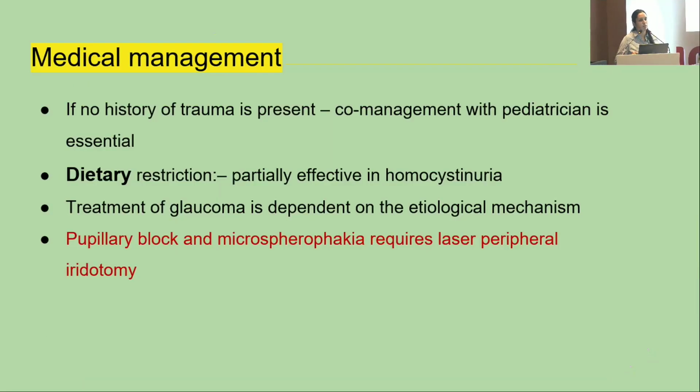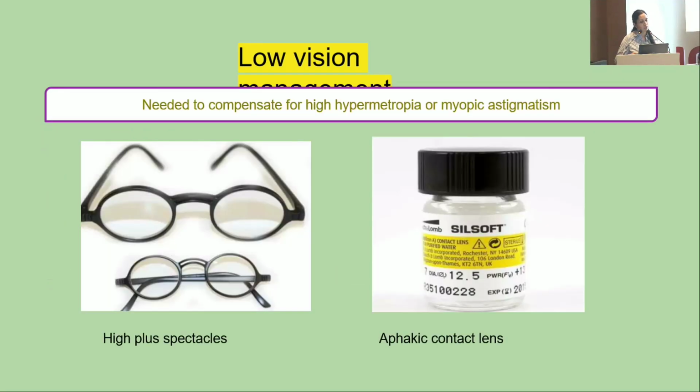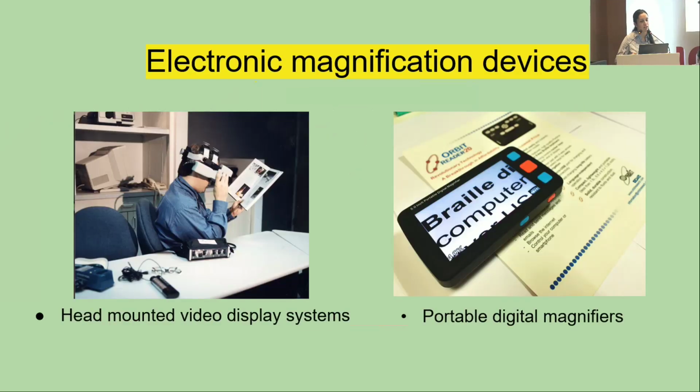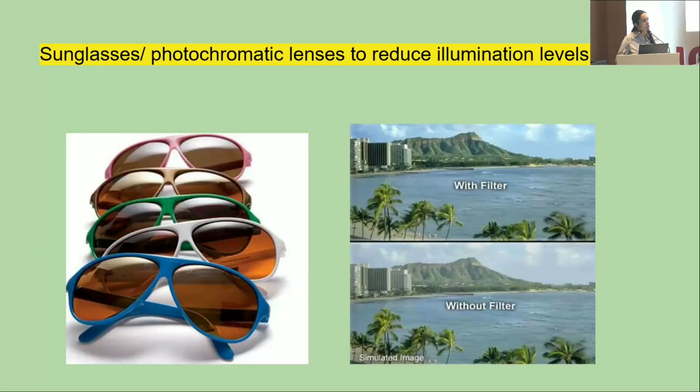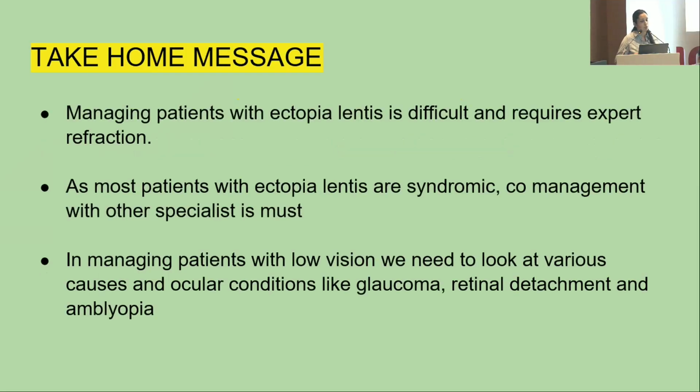The medical management is very important if there is any associated systemic issue. Surgical treatment, as we have discussed before, is done in these cases. Low vision management can be done with high plus specs, aphakic contact lenses, near optical devices, telemicroscopes, magnifiers, electronic magnifying devices, non-optical aids, and sunglasses so the patient has reduced photophobia. So it's a hereditary condition, so appropriate genetic counseling is recommended. Most of the patients are syndromic, so co-management with other specialists is a must. Thank you so much, sir.